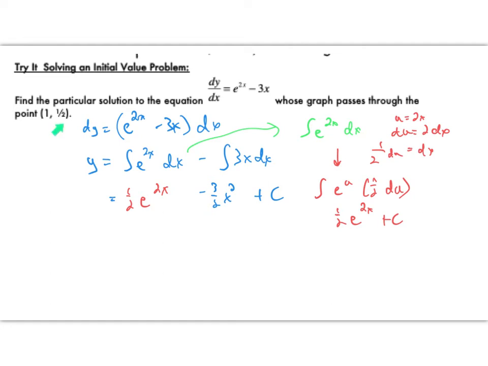Now you can take all of this information right here and sub it in. So I'm going to put in 1/2, and then that's equal to 1/2 e to the 1 minus 3/2 times 1 squared plus c. After I deal with the constants, I'm going to power this out. That's going to be 1, so I've got minus 3/2 here. I'm going to add that to the other side. So 1/2 plus 3/2 should give 2.